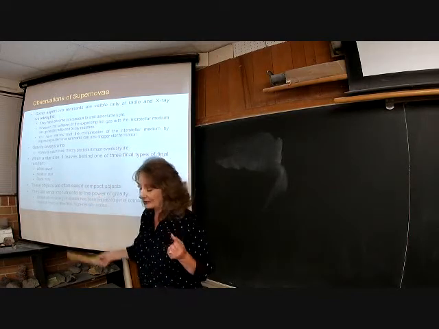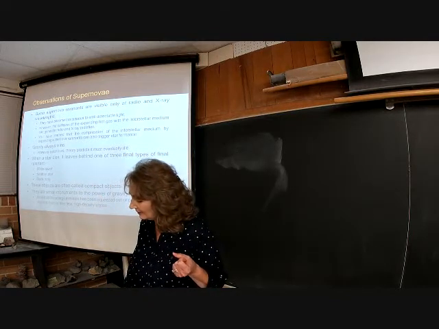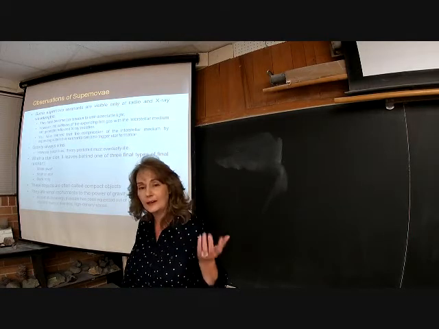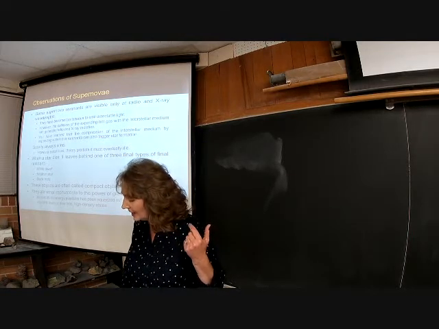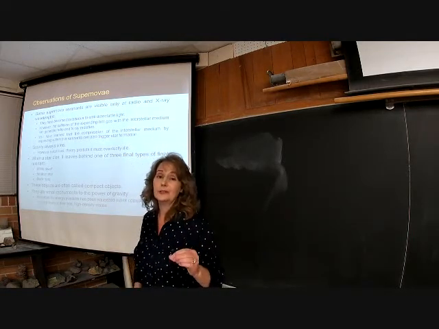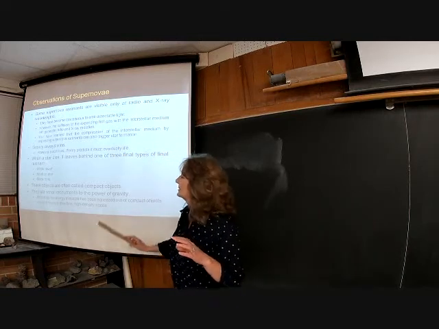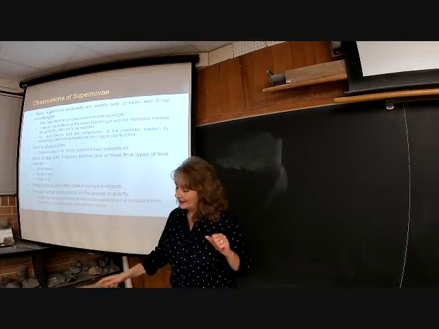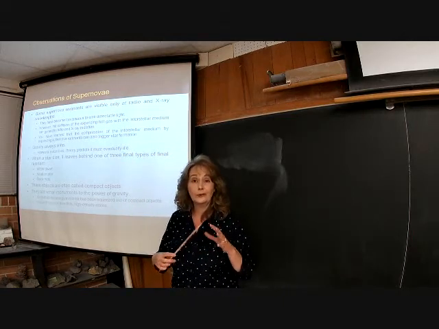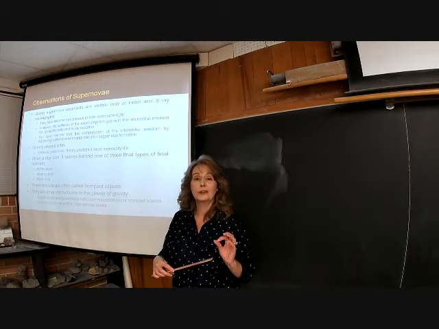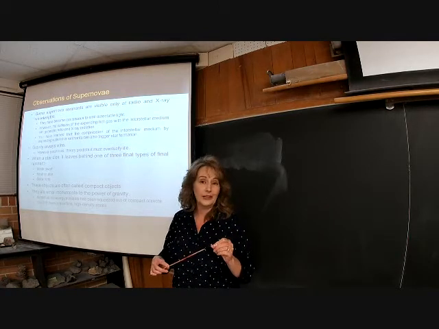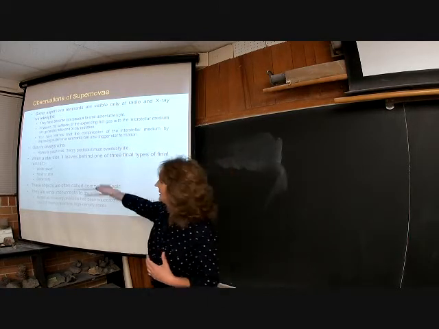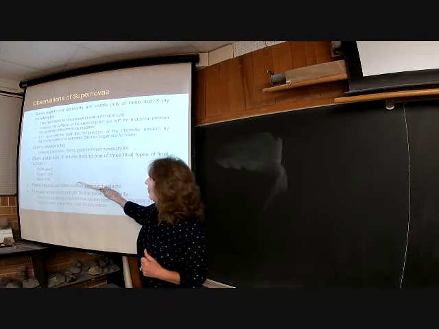Very compact objects. Your neutron star, if the core that's left behind after the supernova is between 1.4 and 3 solar masses, we're going to get what we call the neutron star. And if that core, the leftover remnant of the core after a supernova explosion, is greater than 3 solar masses, we call that a black hole.